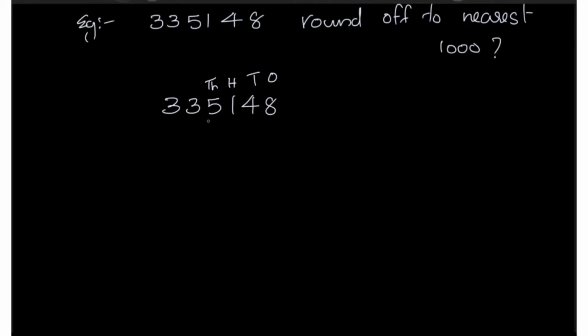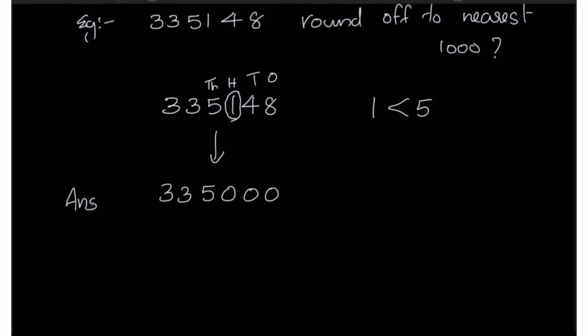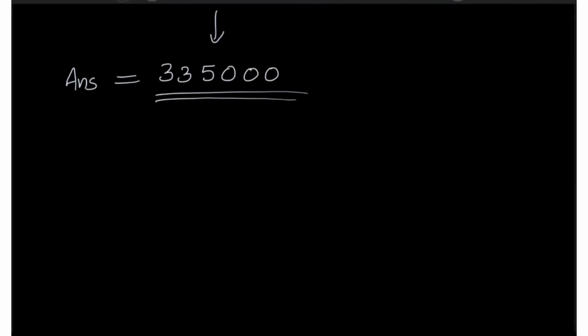We want to check if there is any change in that 1000 place. For that we have to look at the 100th place. Here it is 1 and that 1 is less than 5. So there is no change in the 1000 place, and we can rewrite the number as itself, that is 335, and the rest 3 places into 0. This is our answer. This is the very simple technique of rounding off.